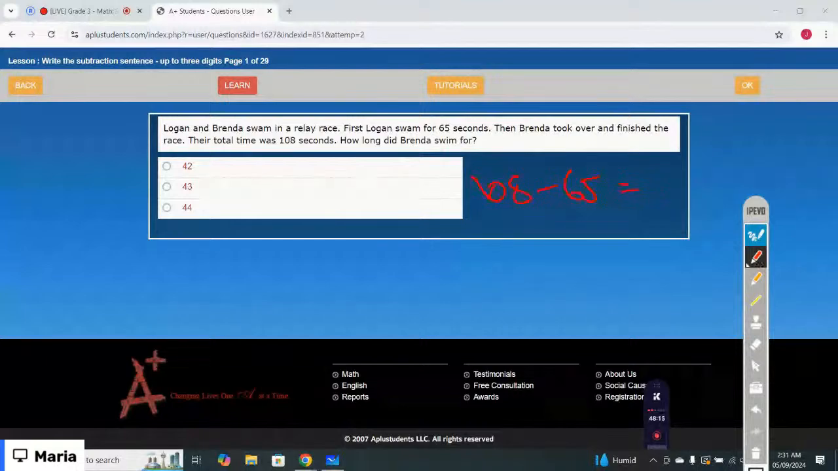So which is the correct option? You have to do 8 take away 5 is 3 and 10 take away 6 is 4. So the correct option is 43. Option number 2 is the correct option. Got it? The correct option is 43.